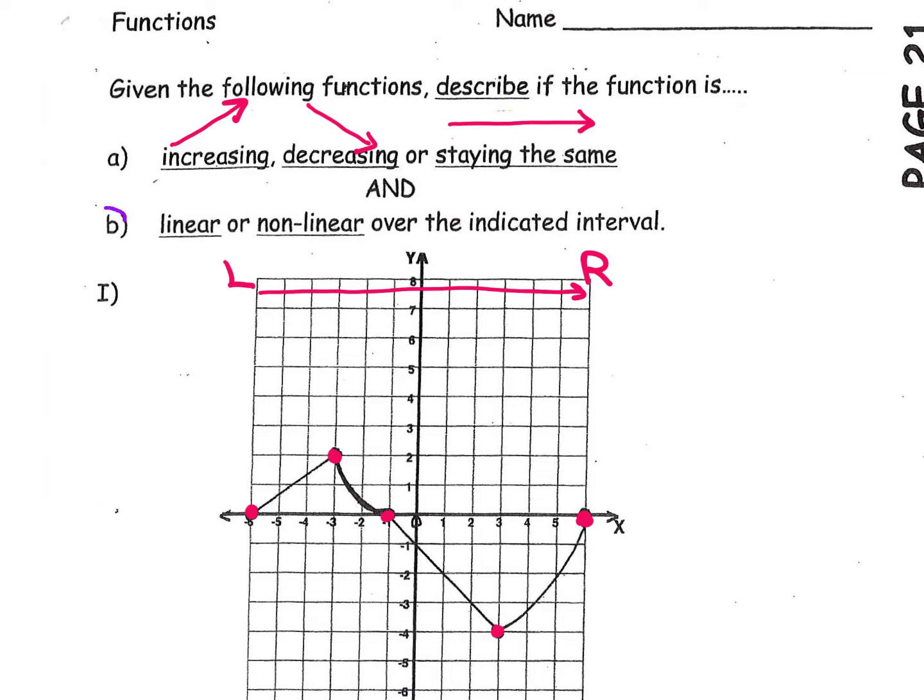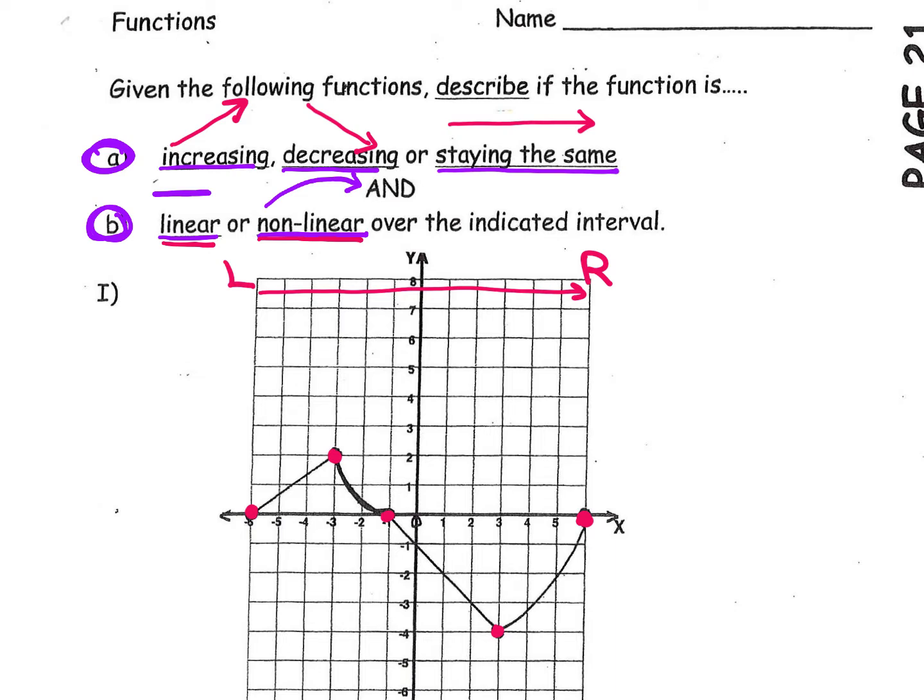And part B, our function can be linear, meaning it forms a straight path of points, it forms a line, or it can be nonlinear or curved. So as we go through our function, we're going to determine A, if it's increasing, decreasing, or staying the same from left to right, and B, if it's linear or nonlinear.